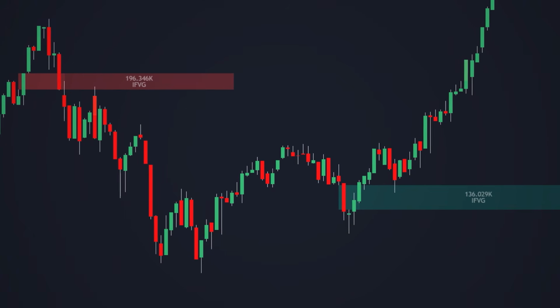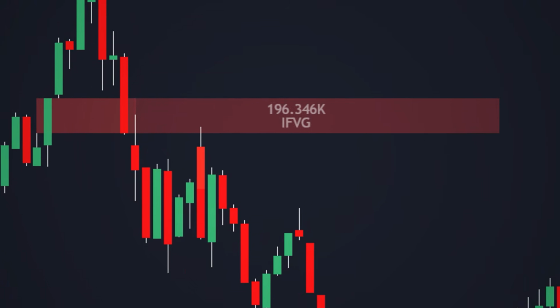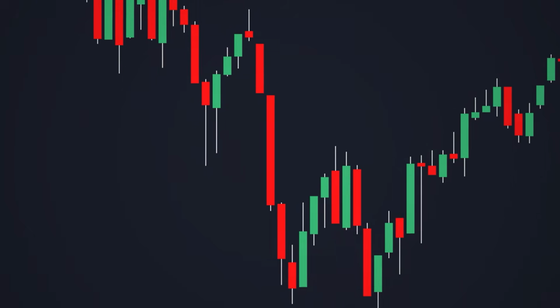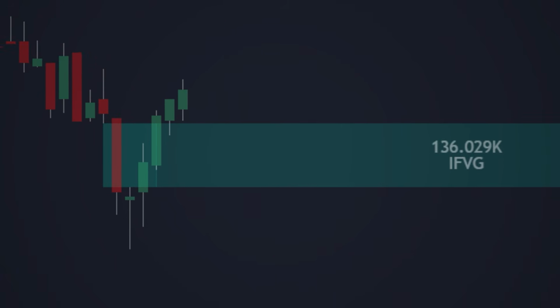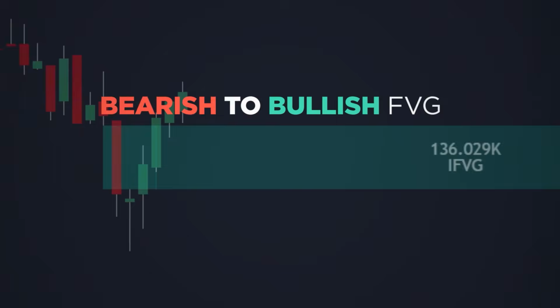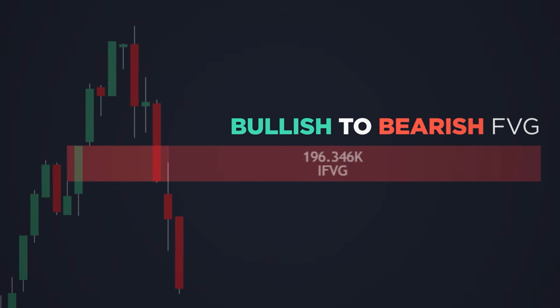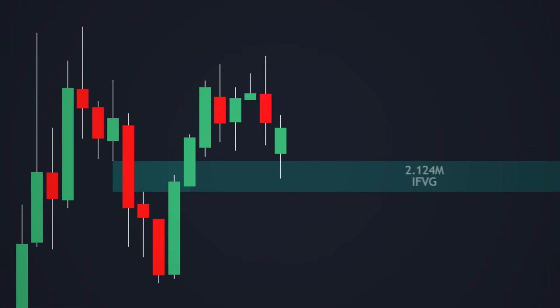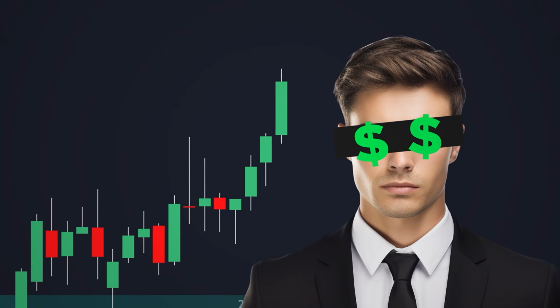But here's why IFVGs are so powerful. They don't just mark reversal zones, they signal a full shift in market structure. A bullish IFVG means price just flipped from bearish to bullish, and a bearish IFVG flips the other way. These are where trends start and reversals take shape, the kind of moves smart money never ignores.